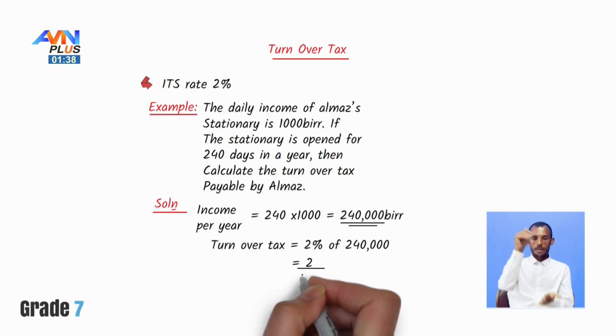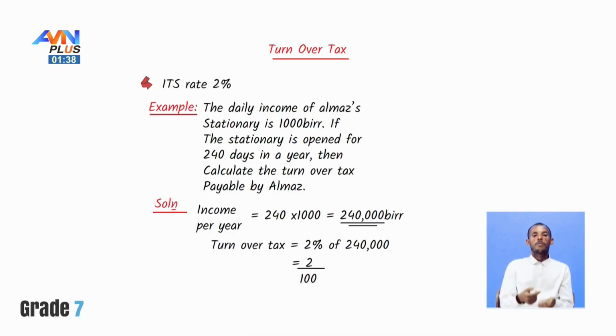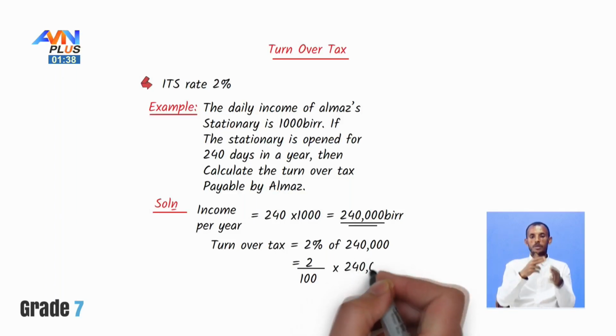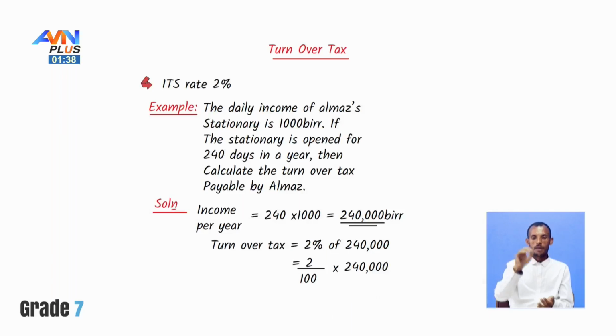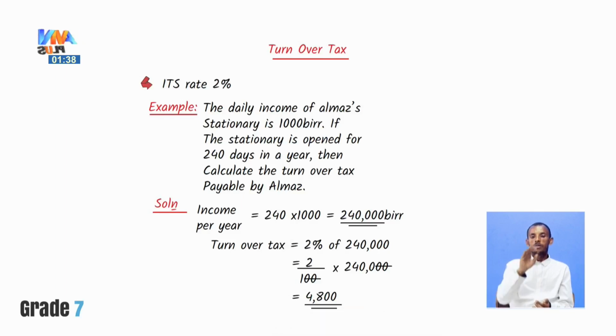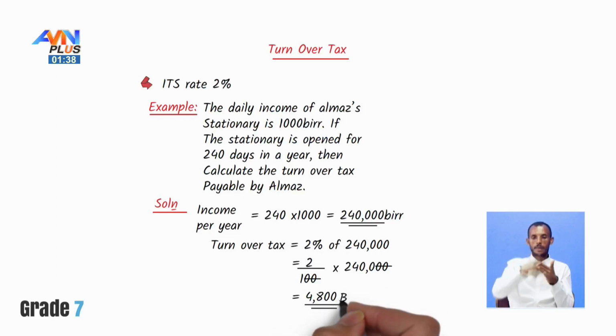240,000. Therefore, 2% means 2 over 100 times 240,000. So these two zeros cancel out, and when you multiply 2 times 24 is 48, and how many zeros? 2 zeros. So the turnover tax will be 4,800 birr. This will be the answer.